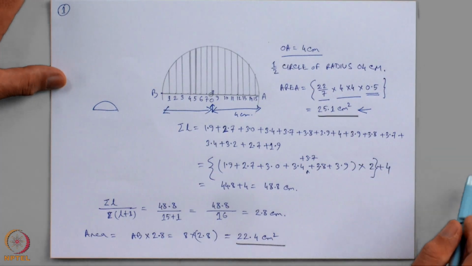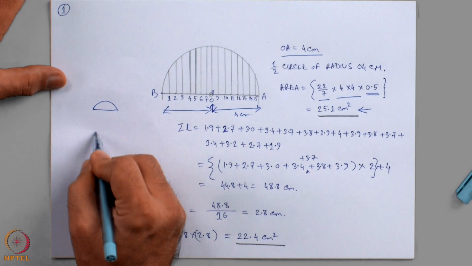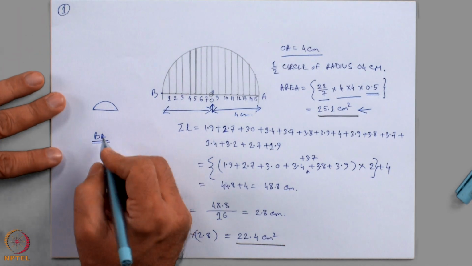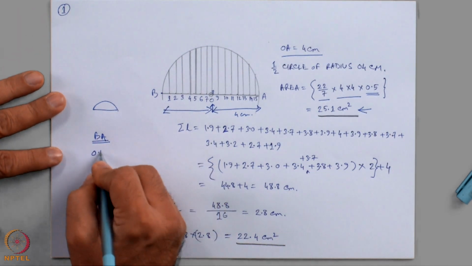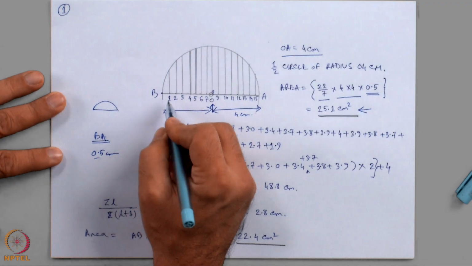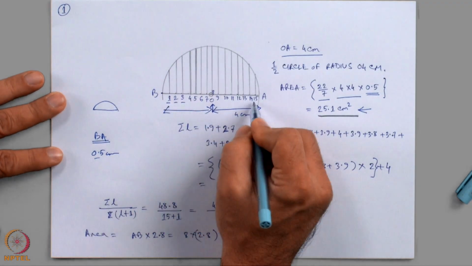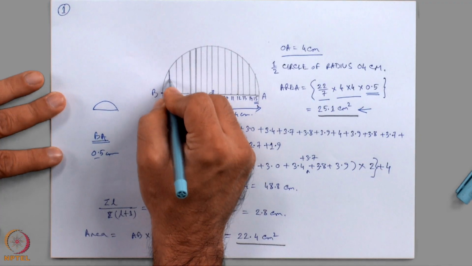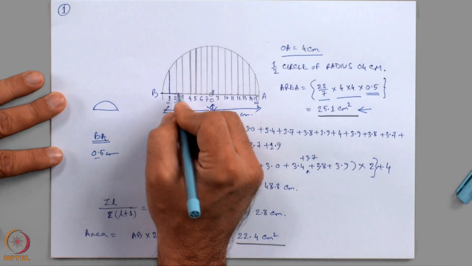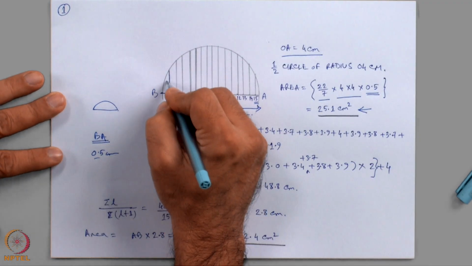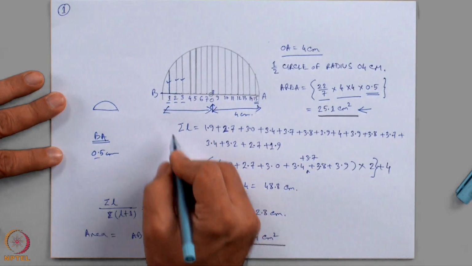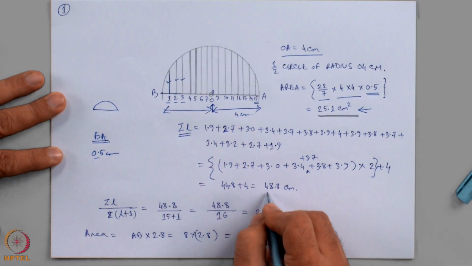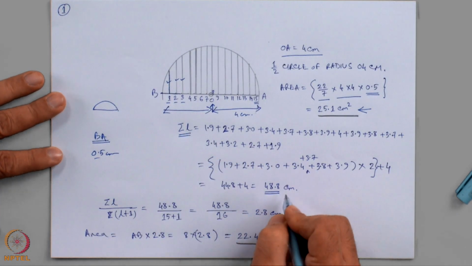We will see what if I divide the BA line into equal lengths of 0.5 centimeter, mark point 1, 2, 3 up to point 15, keep drawing normals such as these lines on the BA line, and then keep measuring each of these lengths and sum it up. The sum turns out to be 48.8 centimeter.